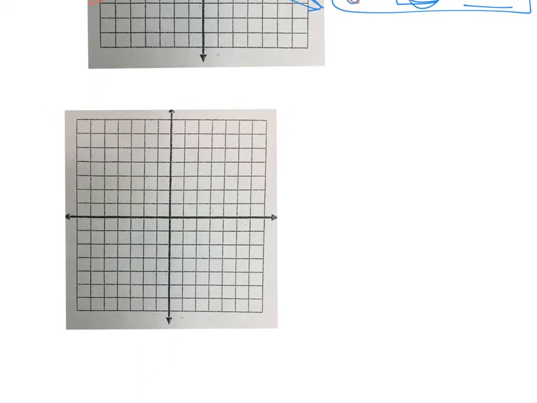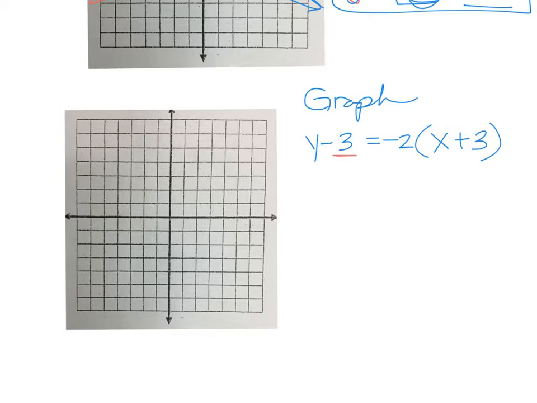Okay, so for this one, now you're gonna get a different form. So they tell you to graph. Why are we doing that? This equation, y minus 3 equals negative 2 times x plus 3, okay? So here's where you have to really pay attention to your numbers. You have a point and you have a slope. So the point is made up of this number here and this number here.